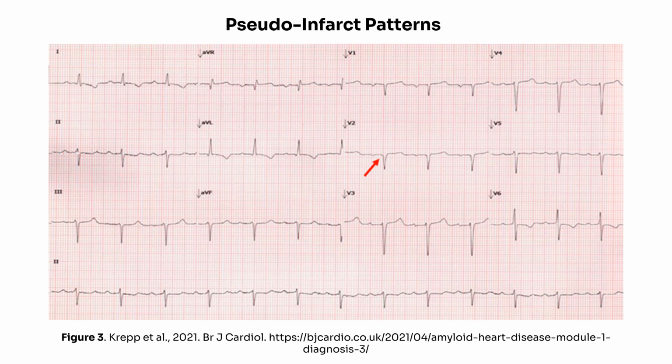These pseudo-infarct patterns are caused by subendocardial amyloid deposition, which disrupts normal myocardial conduction and repolarization, but without the ischemic injury that typically causes Q waves.